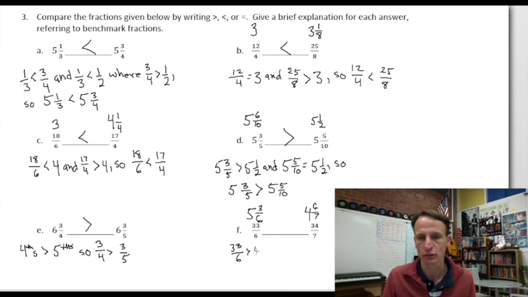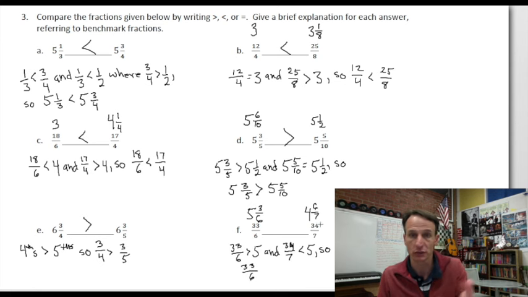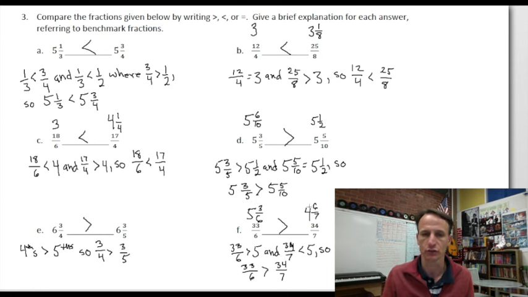So we could say that 33/6 is greater than 5, and 34/7, I know I messed up that 4 again, is less than 5. So that means that 33/6, well, it's more than 5, and this one's less than 5, so obviously it's greater than 34/7. So our answer there is greater than.